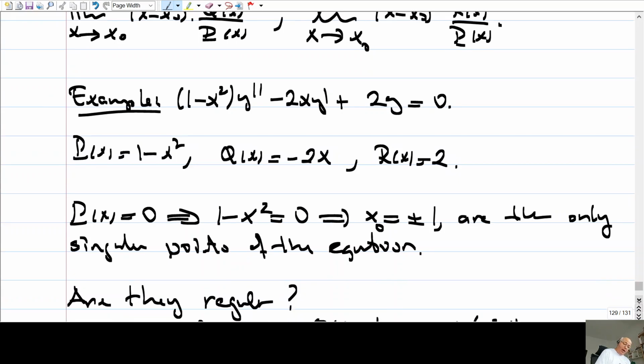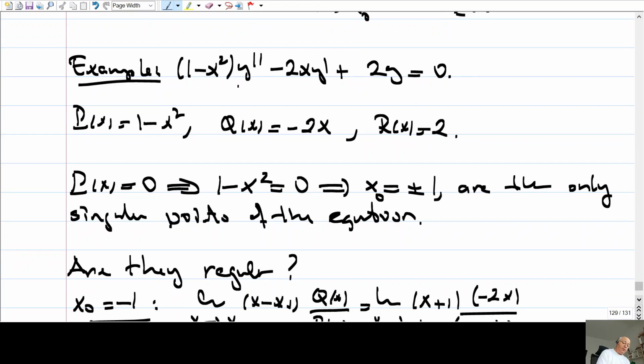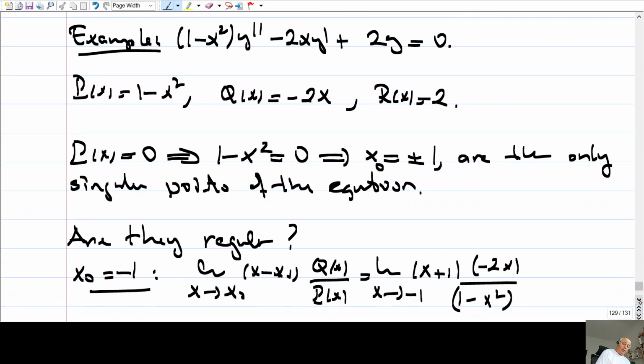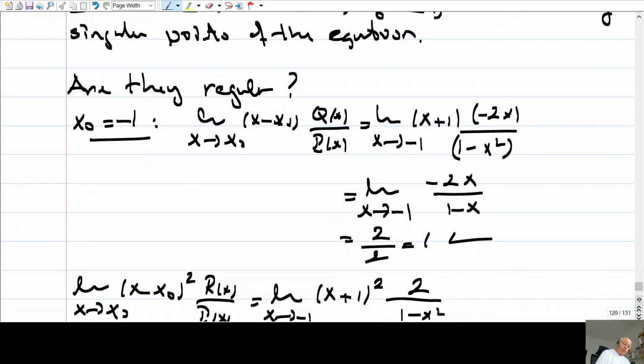Okay. And I gave one example. Consider, for example, this differential equation. So p is 1 minus x squared, q is minus 2x, and r is 2. They are all analytic functions. The points where p(x) is 0 are the singular points, and in this case, they are just plus minus 1. And we checked whether they are regular or not.